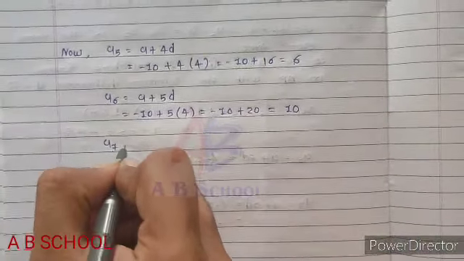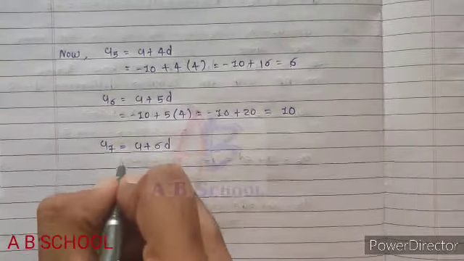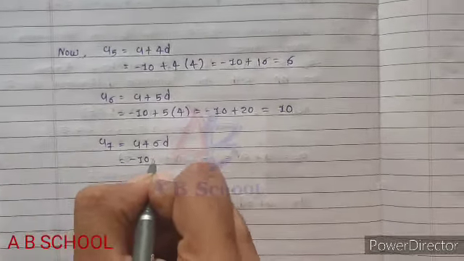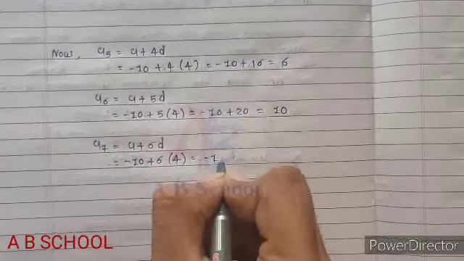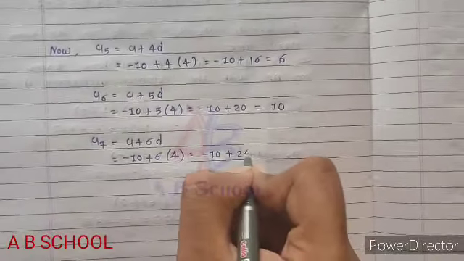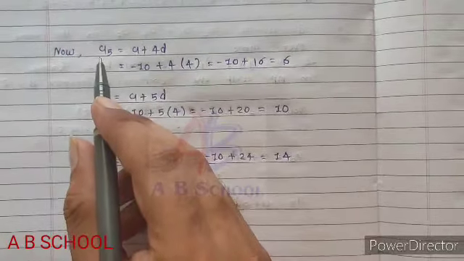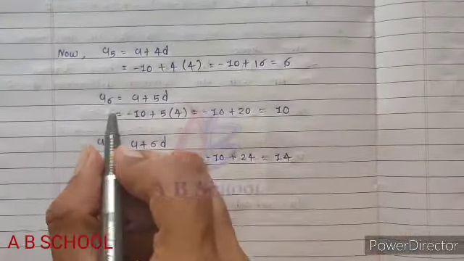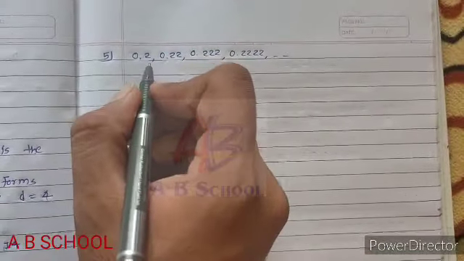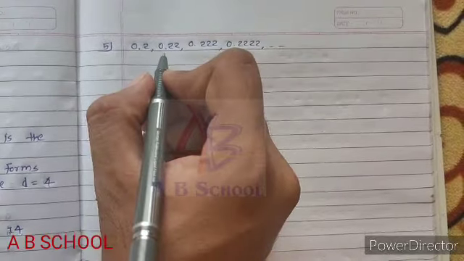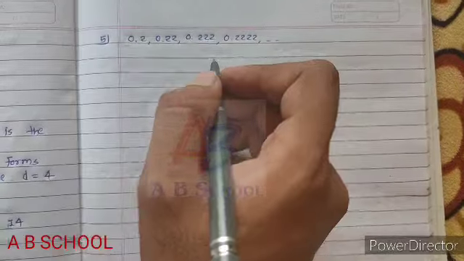For A7, by using the general form, A7 is equal to A plus 6D. Value of A is equal to minus 10 plus common difference D is equal to 4. Minus 10 plus 6 4s are 24 is equal to 14. So fifth term of AP is A5 is equal to 6, A6 is equal to 10 and A7 is equal to 14. Number 5, 0.2, 0.22, 0.222, 0.2222.